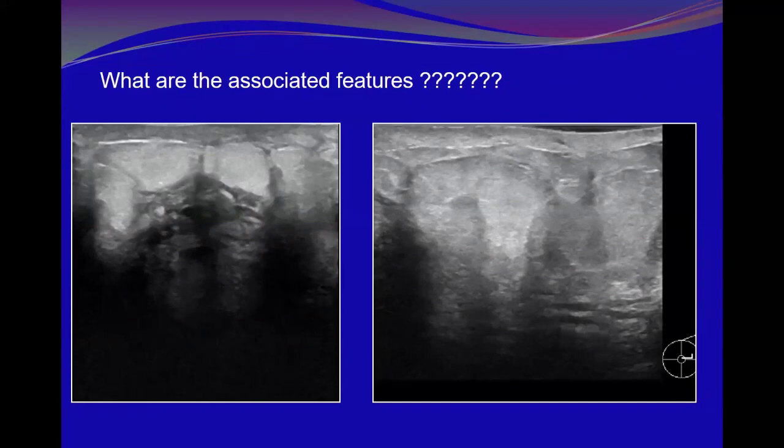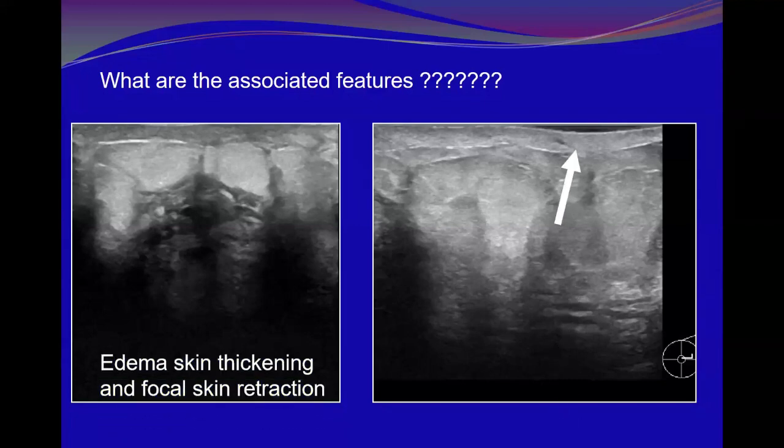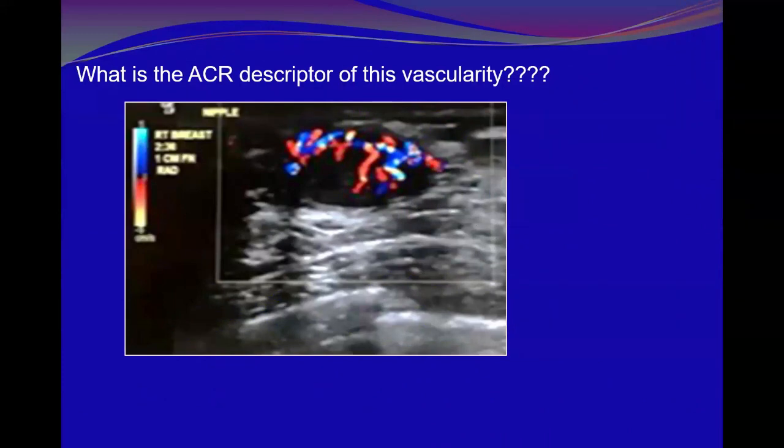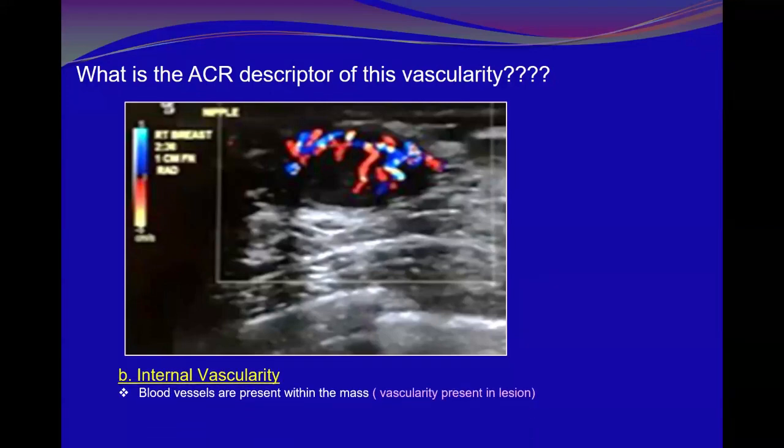Okay, what are the associated features here? Skin thickening and edema. Yes, excellent. Edema, an associated feature, mainly edema associated with the skin retraction. Skin retraction, yes. The arrow is going to the skin retraction. Okay. Descriptors of this vascularity? Inside the lesion. Intralesional. Yes. And the grade. Can you tell me the grade of vascularity? High grade. It is hypervascularity, yes. The grade of vascularity: it is avascular, hypovascular, intermediate vascularity, and high vascularity. This is high vascularity, high internal vascularity.